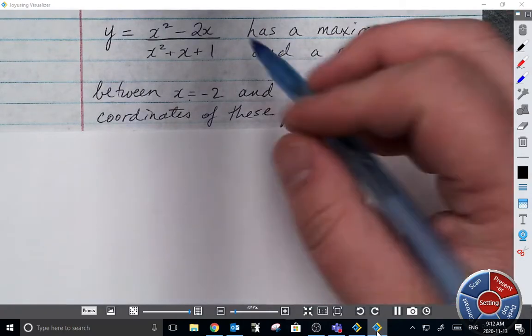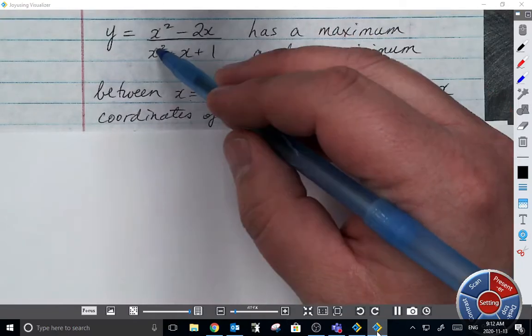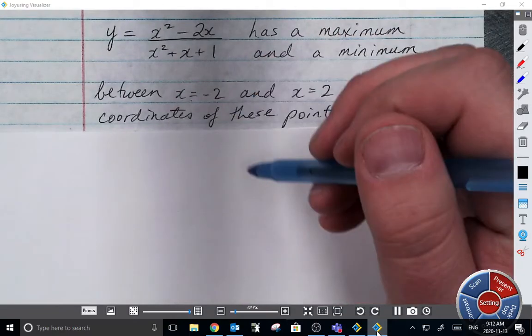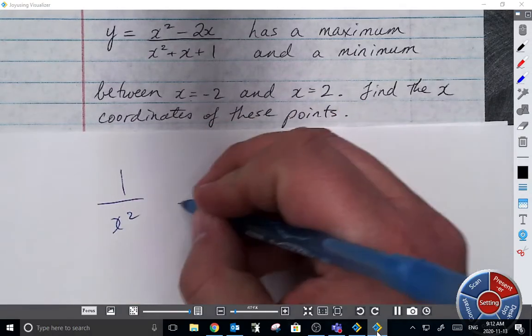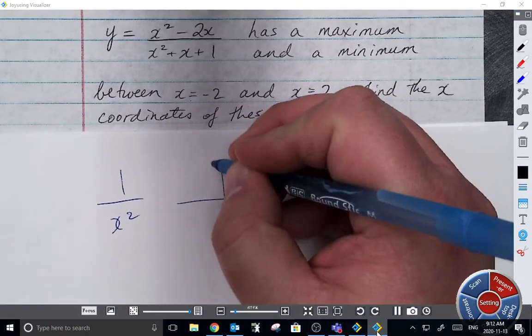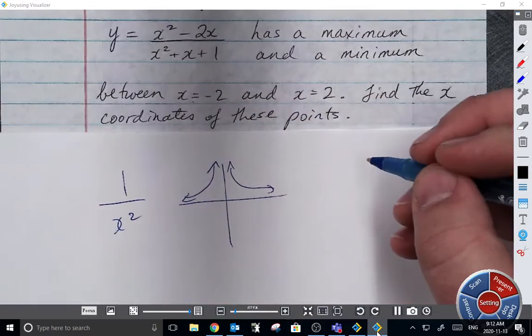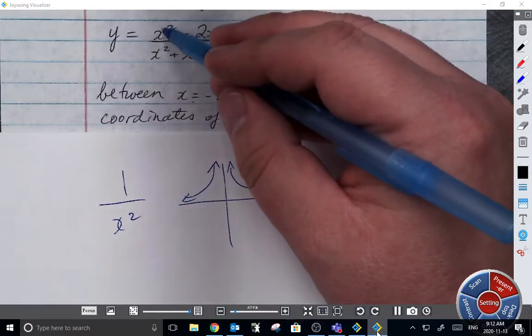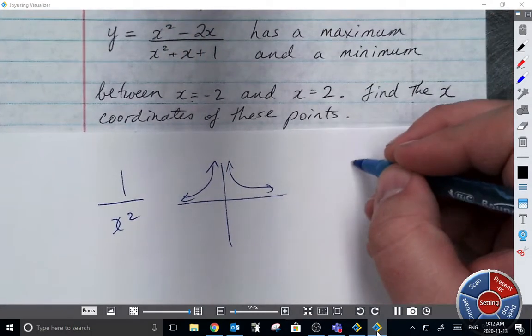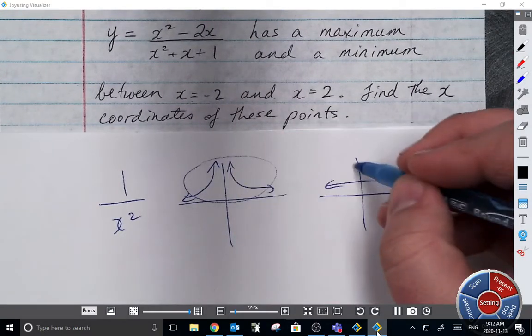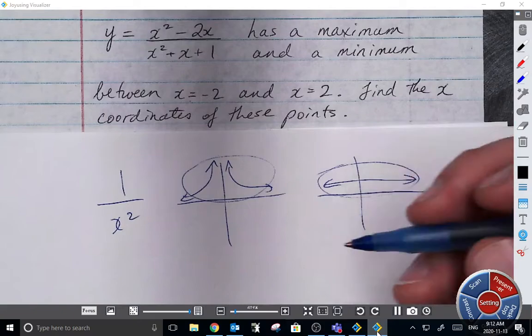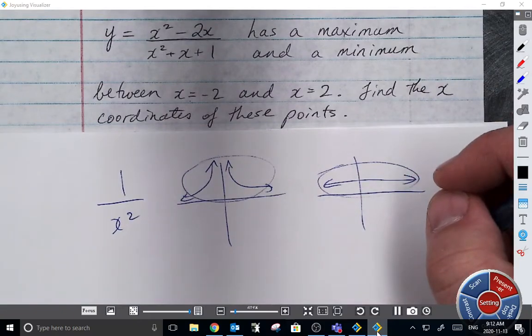I do know that if there's a remainder, that remainder would be over x squared, and I do know that 1 over x squared as a graph looks something like this. It's one of these kinds of curves. But at the same time, x squared canceling x squared is some sort of constant, which would look like this. So imagine these two graphs merging together to make one picture.